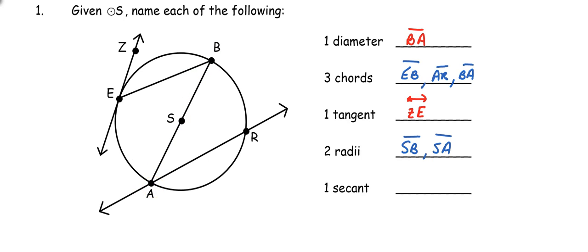And then the last one is one secant. Remember, a secant is a line that passes through the circle twice. So here's one intersection, here's the other, and this line keeps going. EB would not be a secant because it stops at E and B. AR keeps going, so AR is going to be our secant.